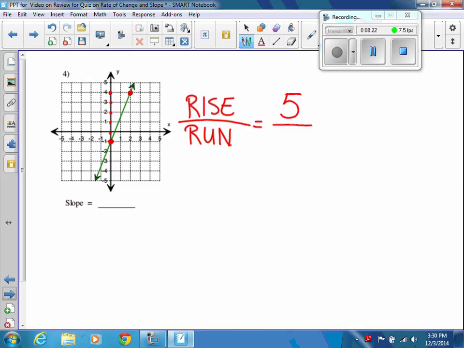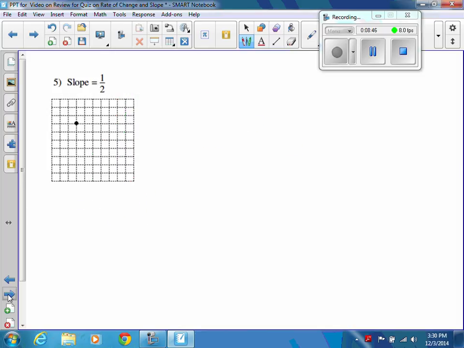My run now from that point that I was just at is 1, 2. There's my run. Again, I cannot simplify this anymore, so it is a positive slope because it doesn't have a negative number in there. My slope is 5/2. There's my answer for that. Again, if you want to check it, you could use your y2 minus y1 over x2 minus x1.